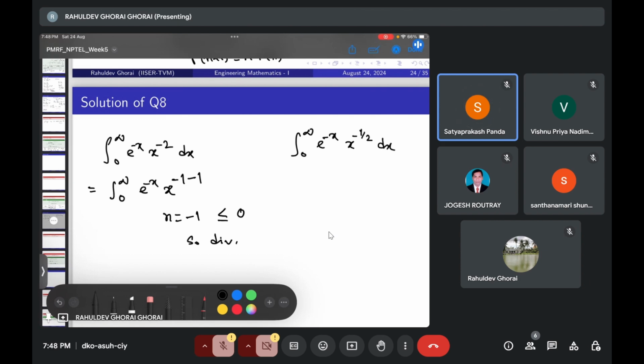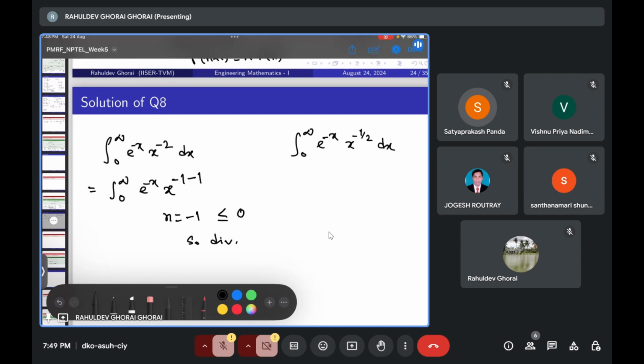So 1. How? No, sir. You have to write it as e to the minus x times x to the power n minus 1. What is that n minus 1 value? Depending on the value of n only, you can tell whether it is divergence or convergence. You compare with e to the minus x times... So 1 by 2. Exactly. Good, good. Exactly. 1 by 2.